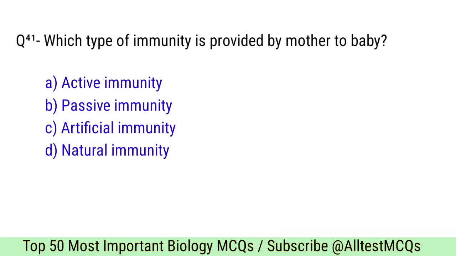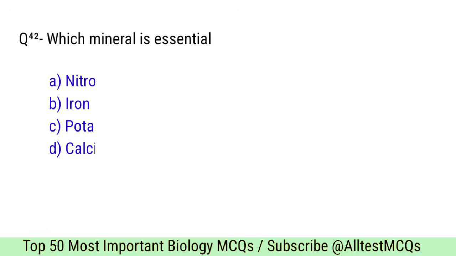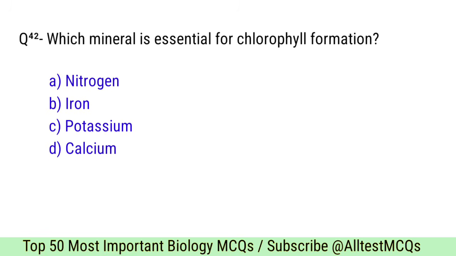Question number 41. Which type of immunity is provided by mother to baby? Right option is B. Passive immunity. Question number 42. Which mineral is essential for chlorophyll formation? Correct option is A. Nitrogen.